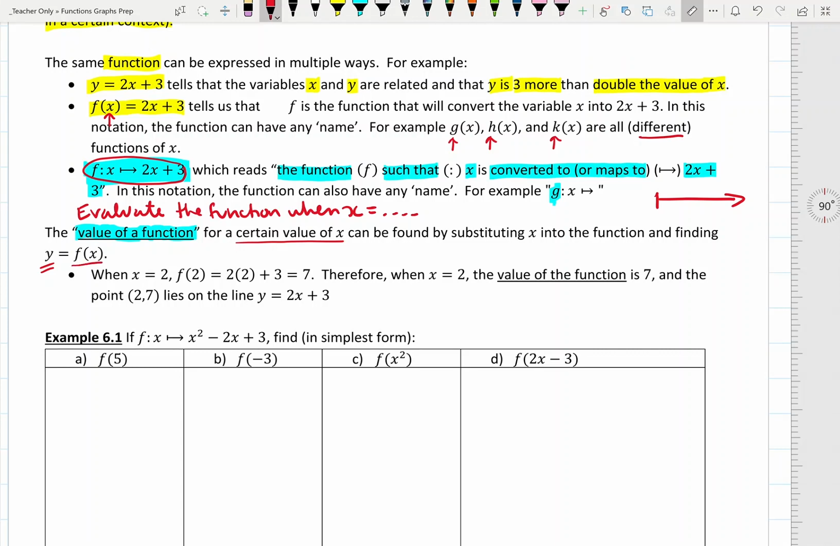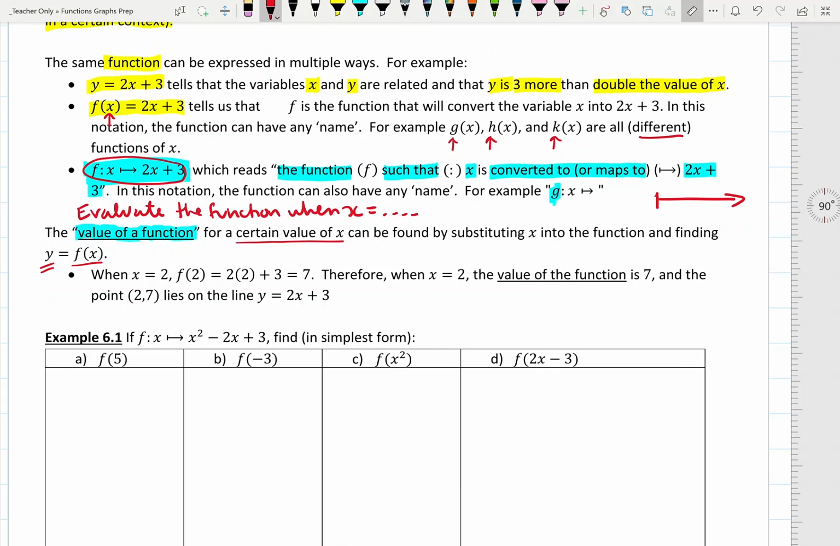So on your tests and in your textbooks for that matter, questions will turn up saying evaluate the function when x equals 3, or it will say find the value of the function when x equals 3. All you do there is you substitute in x equals 3 and work out what the function equals.